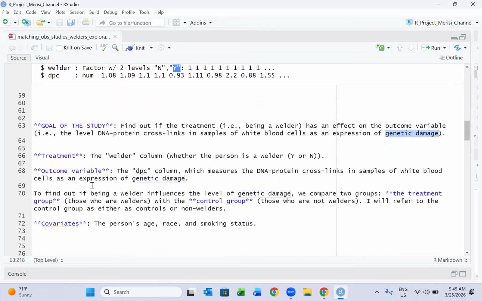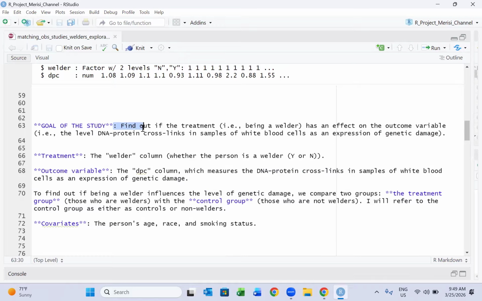Okay. In this example, the outcome variable or dependent variable, okay, same thing, is the DPC column, okay, right here, and the DPC column measures the DNA protein cross-links in samples of white blood cells as an expression of genetic damage. So, the larger the value of the DPC column, the more evidence of genetic damage. Okay. All right. Now, this is an important clarification, guys.